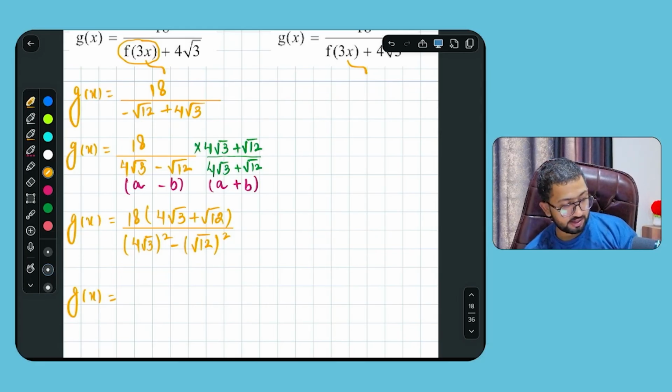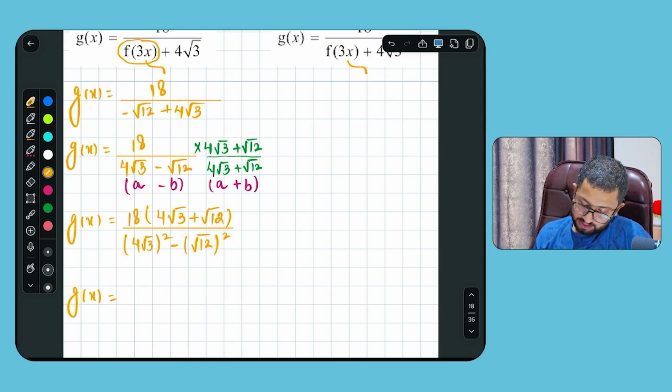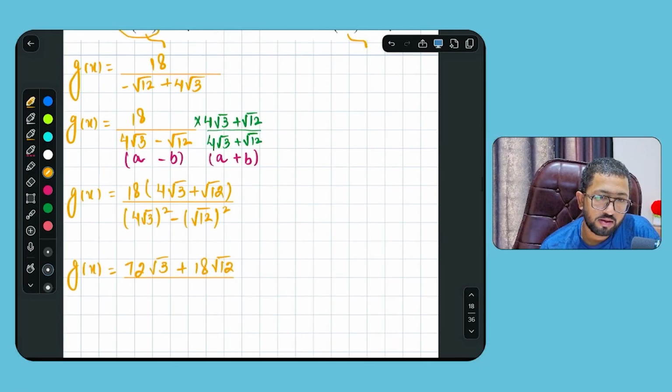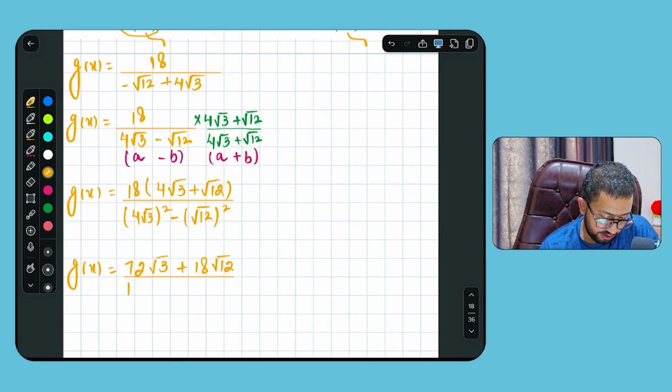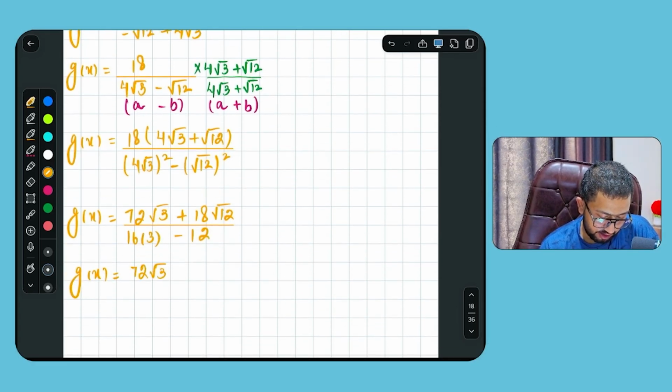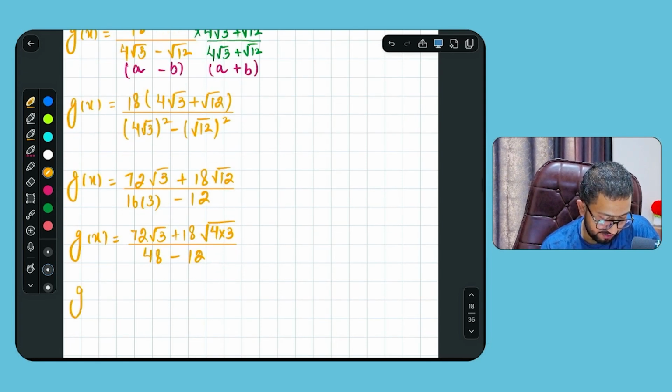Shift 18 inside the bracket. So 4 times 18, 72. So 16 times 3 minus 12. 72 square root 3 plus 18. Everyone knows 12 can be written as 4 times 3. 48 minus 12. Just simplify, be careful.